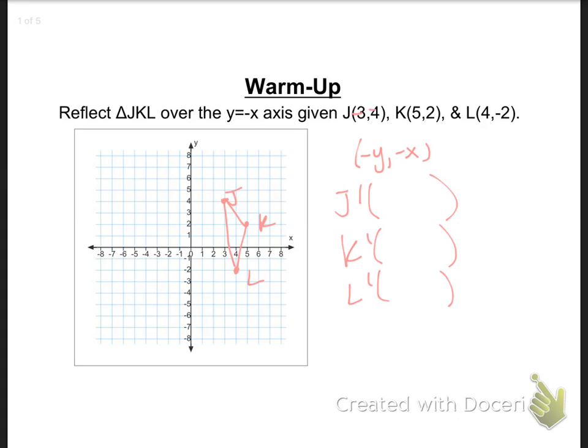So flip, flip. So now it's -4, -3. Flip, flip. -2, -5. Flip, flip. +2, -4. And then remember, we write them as primes when we do them. So left 4 down 3, J prime. Left 2 down 5, K prime. And right 2 down 4, L prime. And that's reflected across the y equals negative x line.